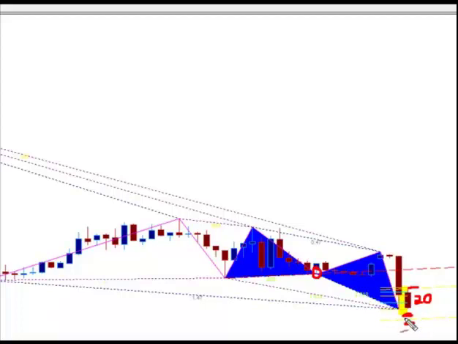And a logical place would be outside of the PRZ, but as well, a logical place could be just a few pips outside further to give you a bit of breathing room if you do have those fib lines or support and resistance.